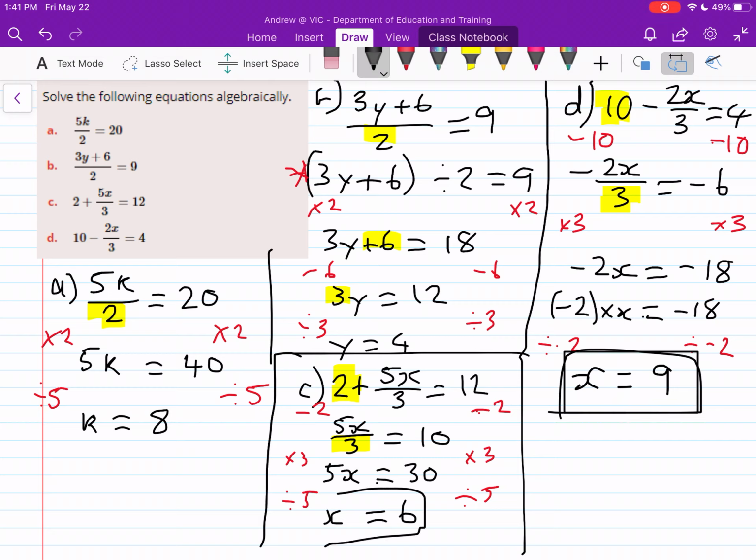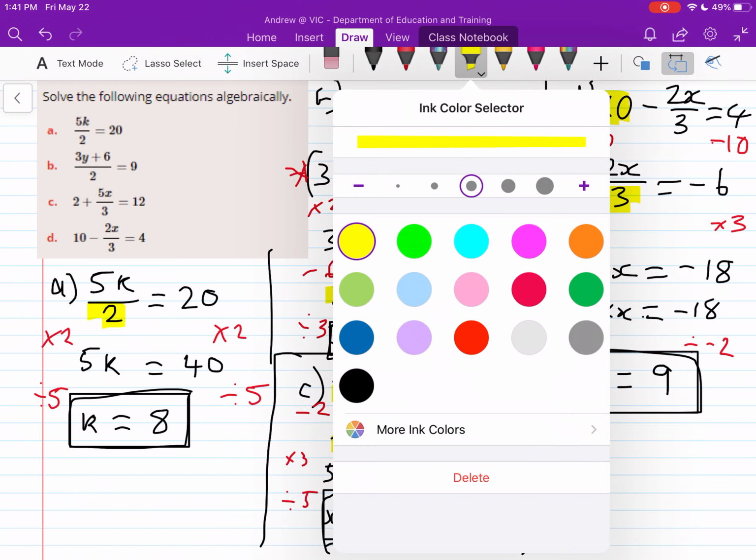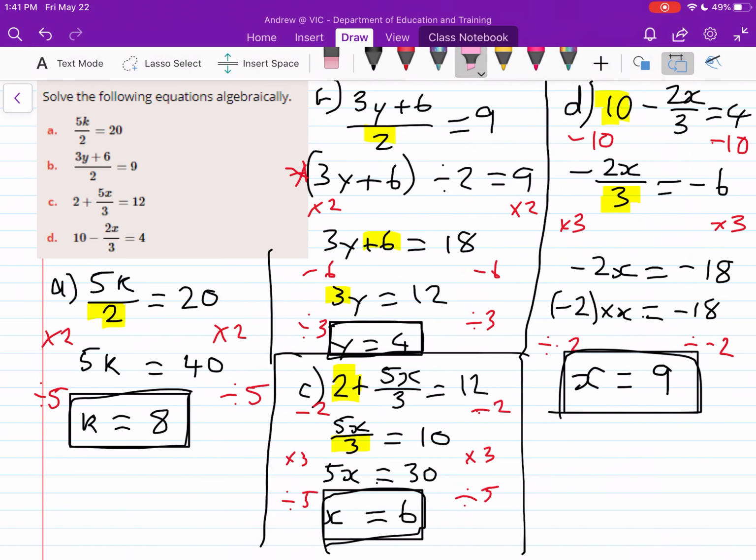So just make sure that you are doing the right steps first, so isolating your unknown. Remember, unknowns can be any letter, and just do your inverse operations. With our first example, we had to multiply by 2 first, then divide by 5. In our second example, we had to multiply by 2 first because all of this at the top was being divided by 2. That's why we multiplied by 2 first. Then we continued on with the rest of them.